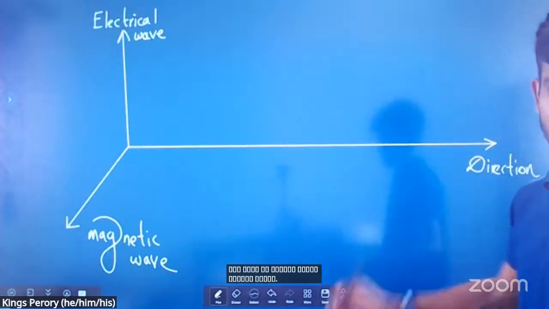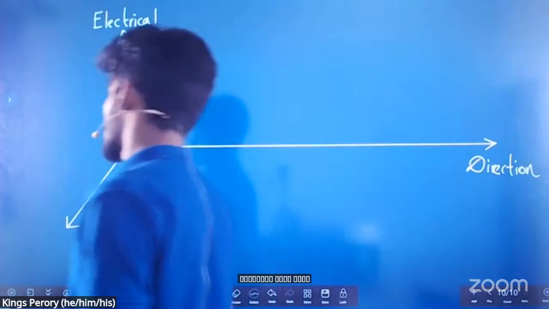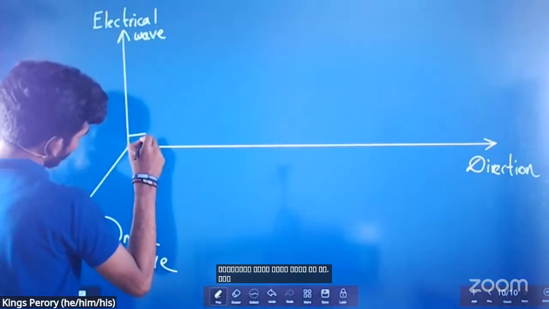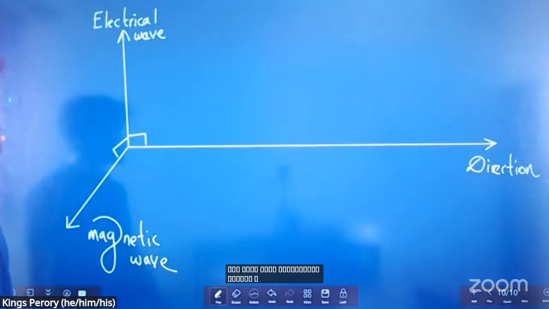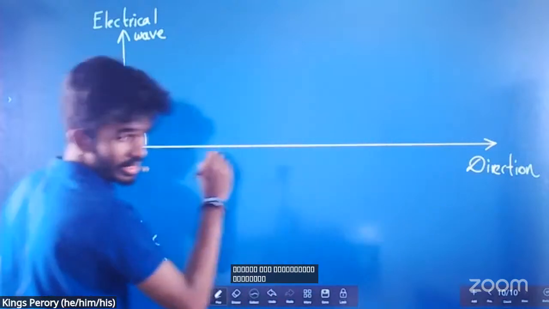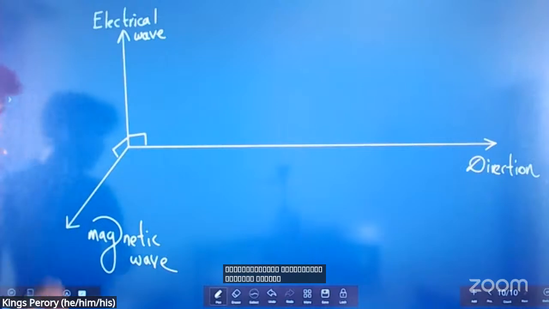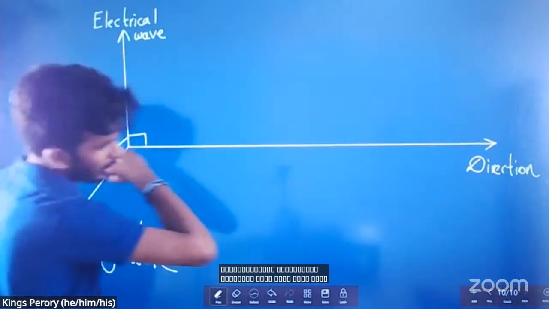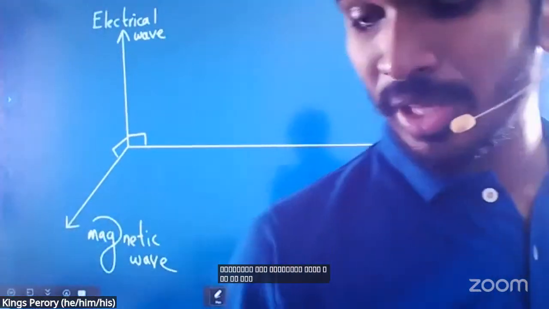And direction is there. Look at these three. Can you see all these three are perpendicular to each other? Electrical wave perpendicular to the direction. Electrical wave perpendicular to magnetic wave. Magnetic wave perpendicular to the direction. If I show you all, it's something like this.